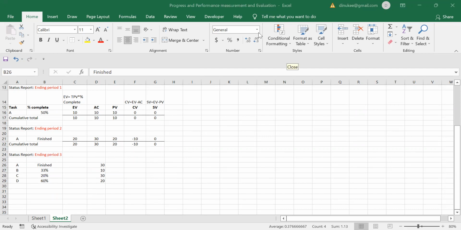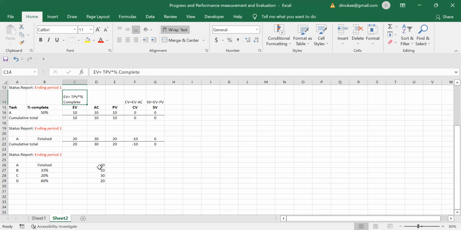Is it okay now? If I ask you to calculate the status report, I will definitely give you the percentage completed. These percentage values I will give, right? So can you all calculate this earned value? Earned value means you have to take the total planned value and multiply it by the percentage completed, right? So I think you can calculate these things.